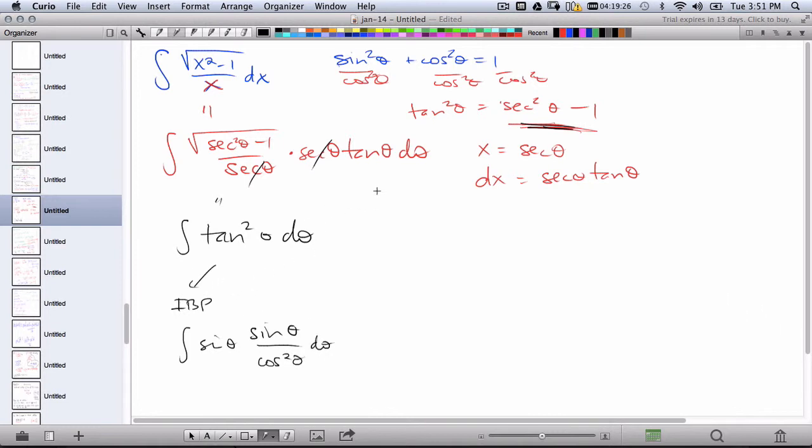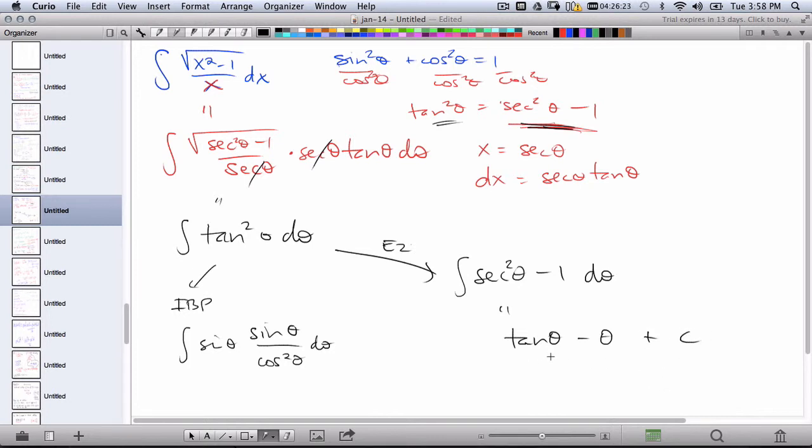That's one option. I think an easier option would be to rewrite tangent squared theta using this identity again as secant squared theta minus 1 d theta, and then the integral of secant squared theta is just tangent theta, and then the integral of negative 1 is just negative theta, and then we add on our c.